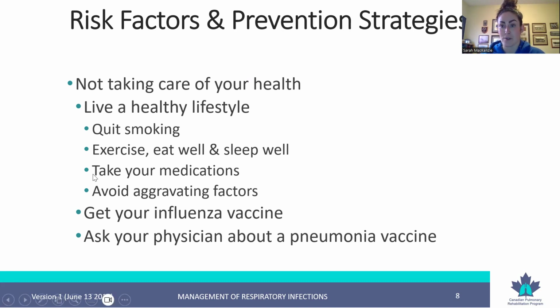Take your medications. This is not just respiratory medications. Take all of your prescribed medications exactly as they're prescribed. Avoid those aggravating factors or triggers.